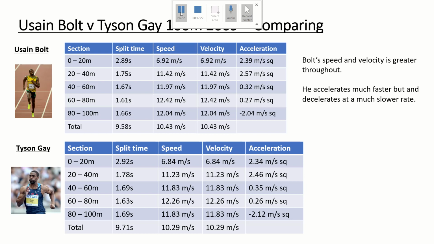And then on the other hand, we can see that Tyson Gay decelerates at a much quicker rate, showing that he is either starting to fatigue at a lot quicker rate than Bolt is, or Bolt is decelerating at a much slower rate, which shows that he has been able to sustain a greater acceleration and a greater maximal speed for a longer period of time.